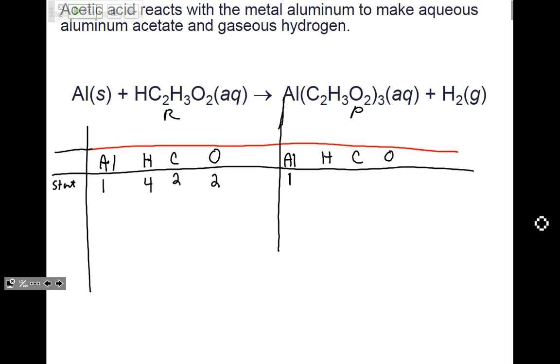I have 3 C2H3O2 ions in this ionic compound. That's what that parentheses means. So that means for this compound, the way it's drawn, I have 3 times 2 carbons. That's 6 carbons. I have 3 times 3 hydrogens. That's 9 hydrogens. And I have 3 times 2 oxygens. That's 6. So I'm not starting with 2 carbons. I'm starting with 6 carbons, 6 oxygens, and 11 hydrogens.